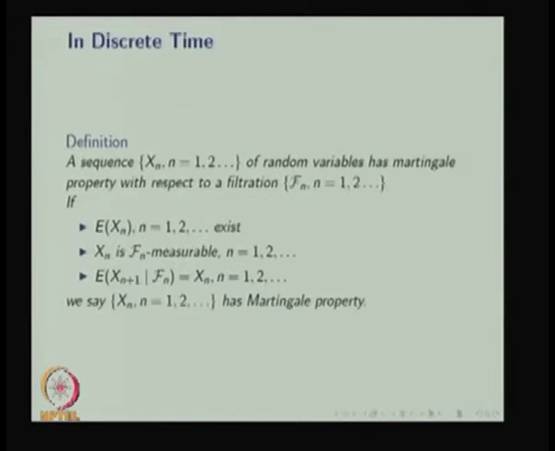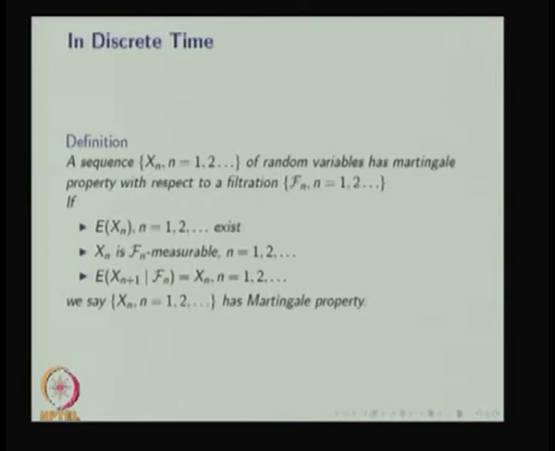Now we present the definition of Martingale in discrete time. A sequence of random variables, that is X_n, n varies from 1, 2 and so on, has a Martingale property with respect to the filtration F_n, where n also takes the value from 1, 2 and so on.